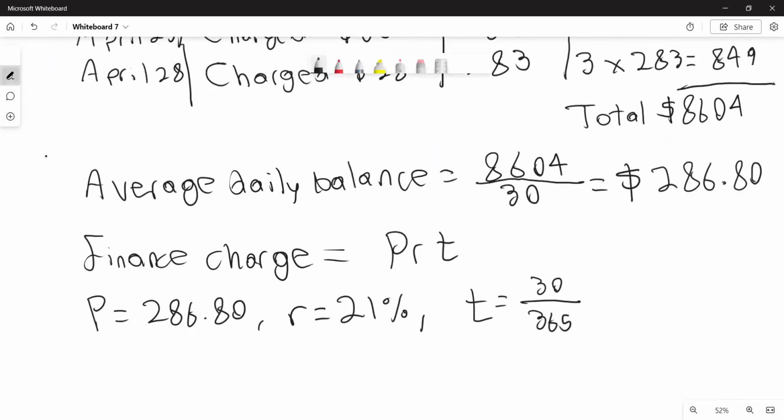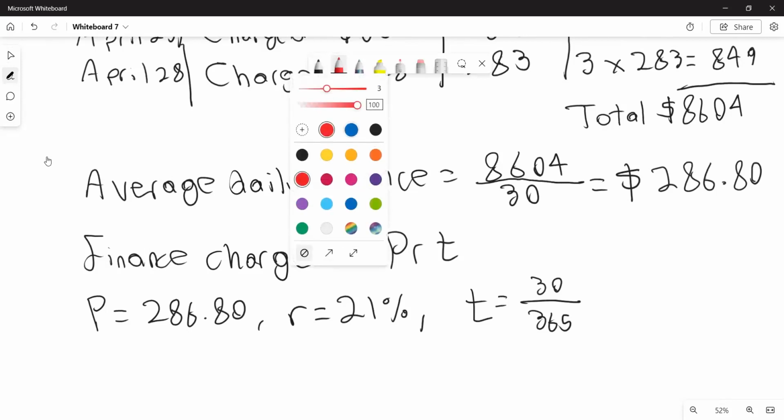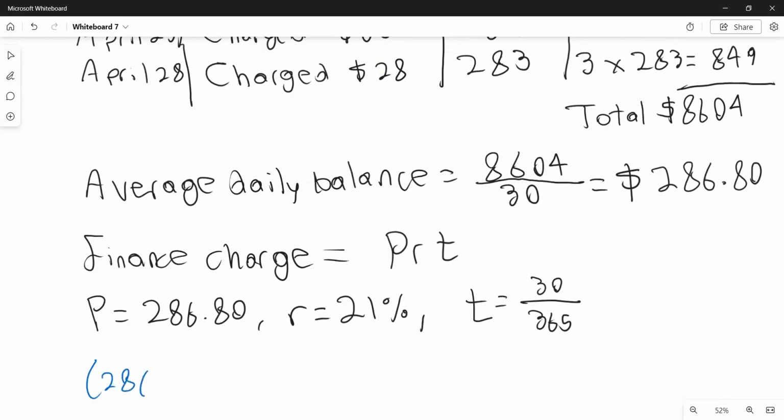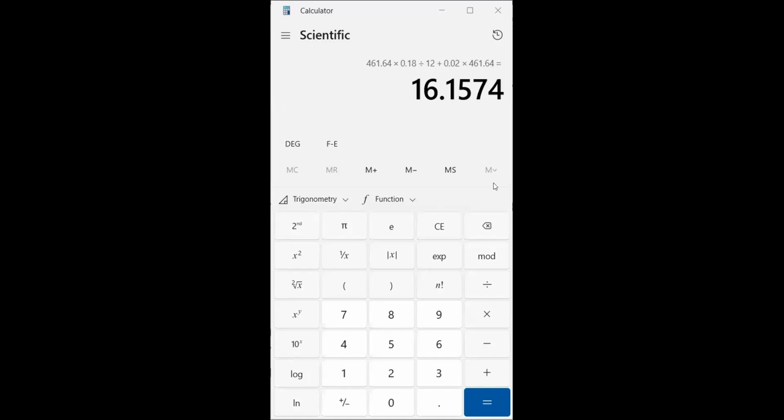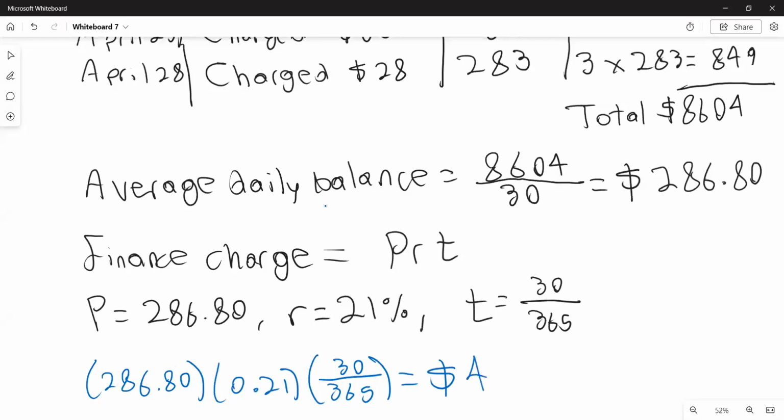And the finance charge is what? It's going to be $286.80 times 21% times 30 over 365. To the nearest cent, let's calculate that. That is 286 with 80 cents at 21%, multiplied by 30 over 365. So that's one fraction of a year. And that's $4.95. So the finance charge was $4.95.